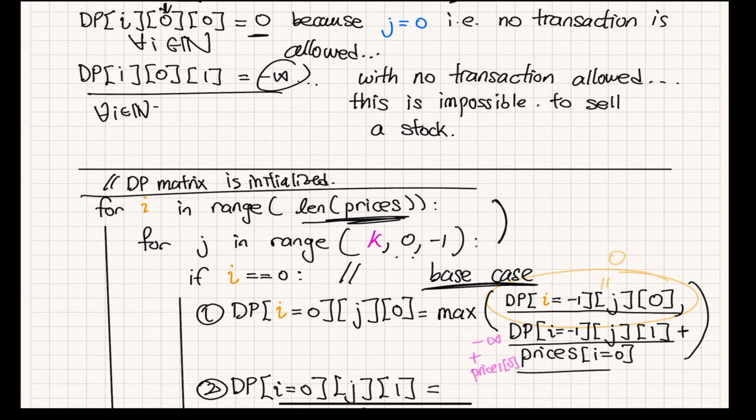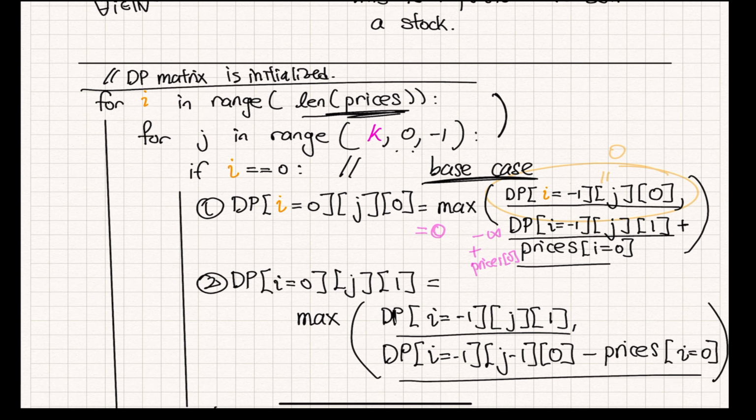So you take the maximum, and this one is 0, right? So this is 0. And for this guy, dp of -1, comma j, comma 1, what is this guy? That's -infinity, right? Because here, that means we sell a stock. But you cannot sell a stock on i equals -1.